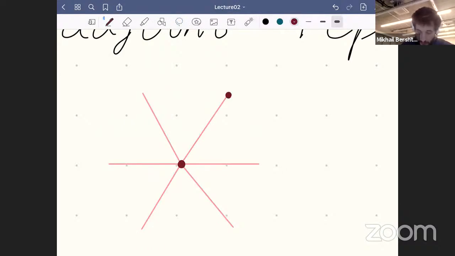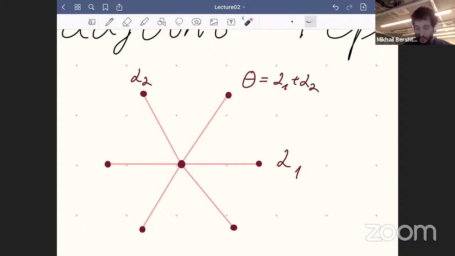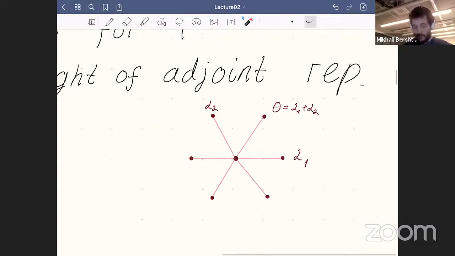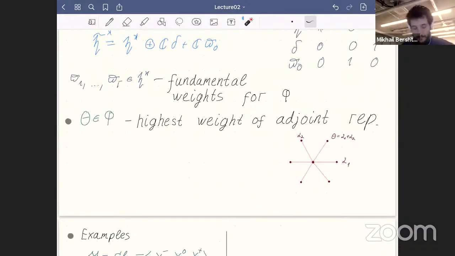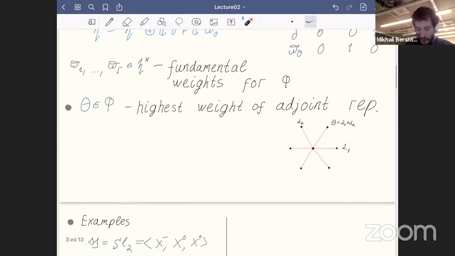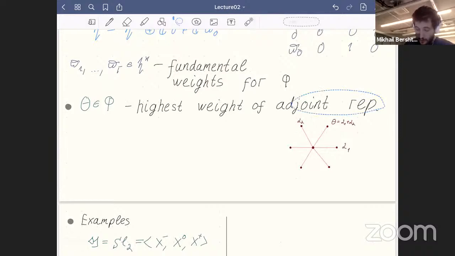Okay, so here are the roots for SL3. Usually these will be alpha 1 and alpha 2, the simple roots. Then the highest root is theta, which is equal to alpha 1 plus alpha 2. This is a positive root, and there are no roots above it: if we add to it any of the alphas, it will not be a root. So this is the highest weight of the adjoint representation.